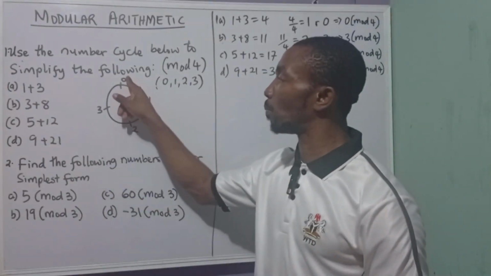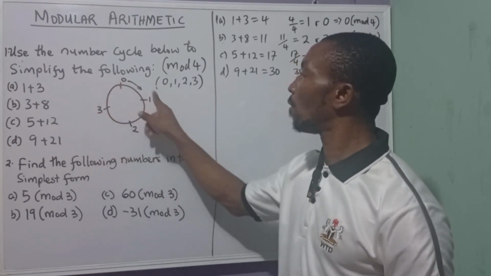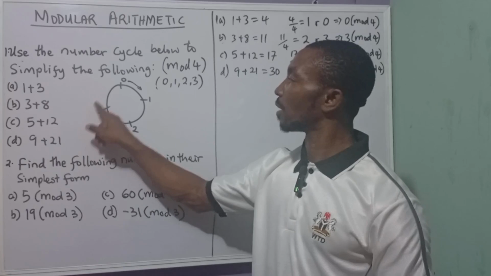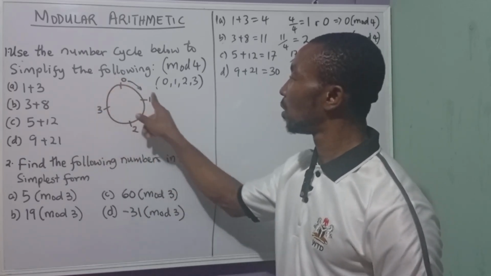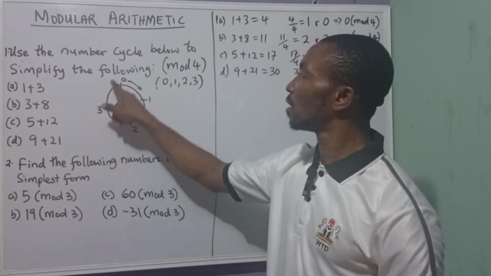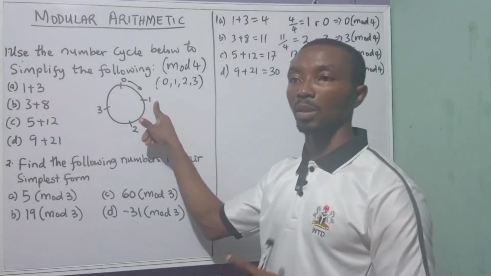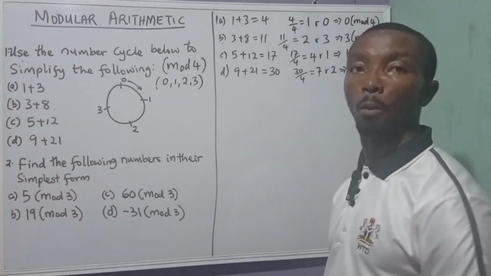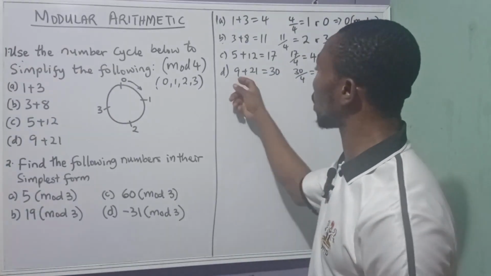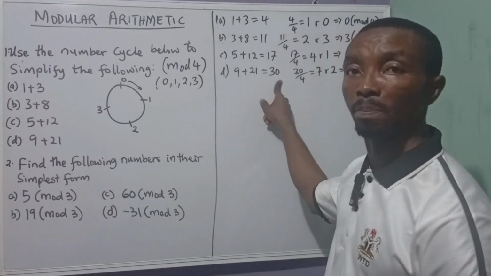Still starting from 0, we have 1, 2, 3, 4, 5, 6, 7, 8, 9, 10, 11, 12, 13, 14, 15, 16, and 17. So our 17 stops at 1, so we have it as 1 mod 4. Alright? Now looking at the next one, which is 9 plus 21, which gives us 30.